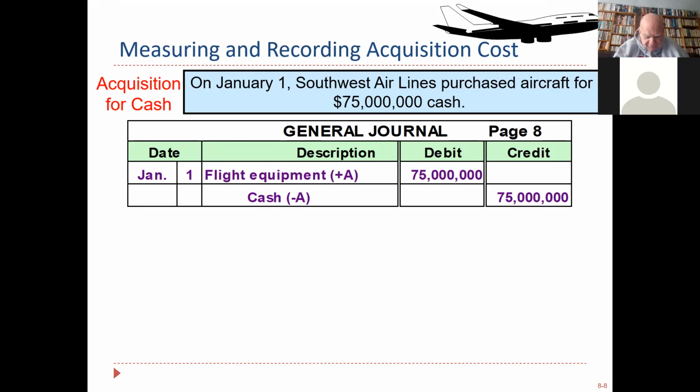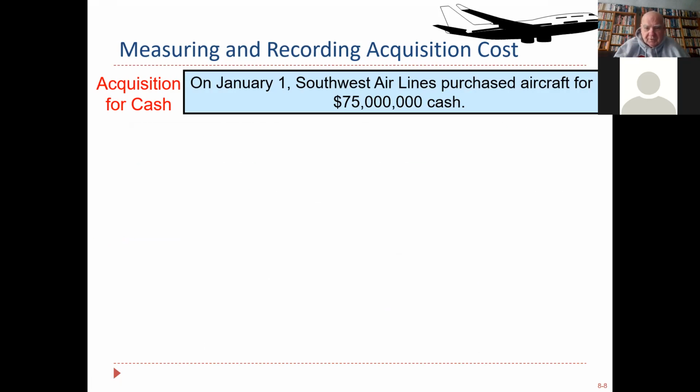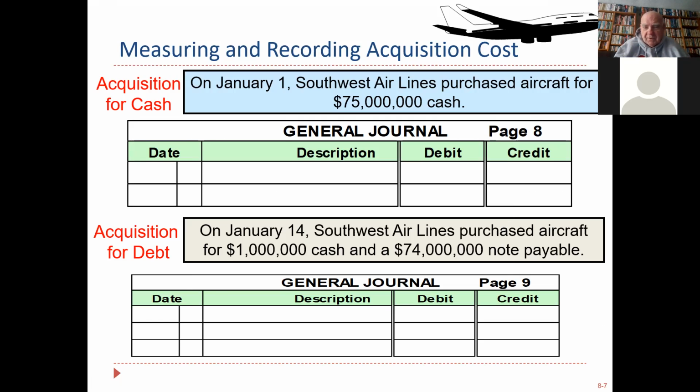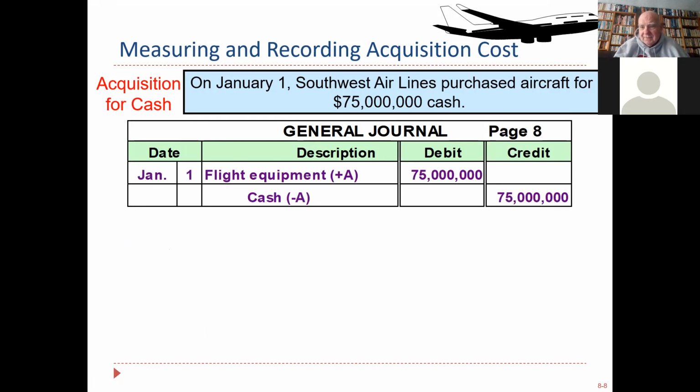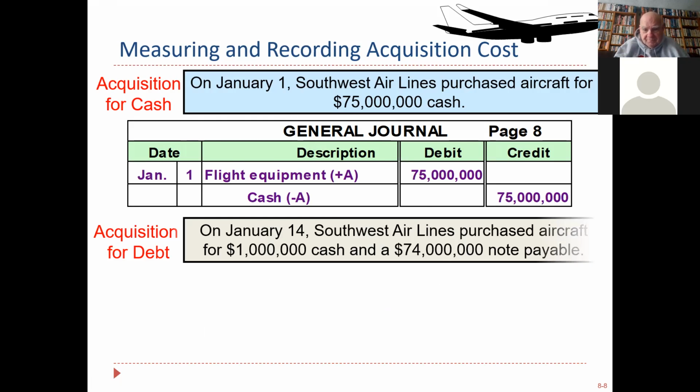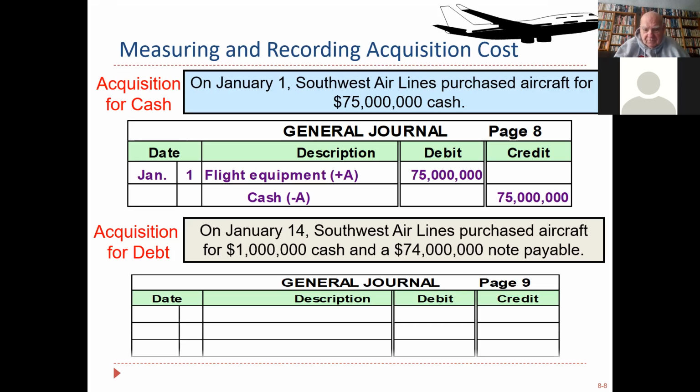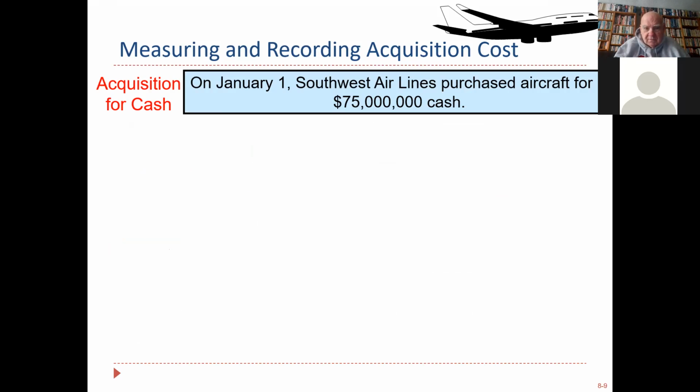And here's where this course goes a little bit off with the slides. We were just talking about the 1 million and the note. Here, they're just showing you a basic cash purchase. They can purchase for cash. So here we go. Southwest Airlines purchased aircraft for $1 million, took a note out for $74 million.